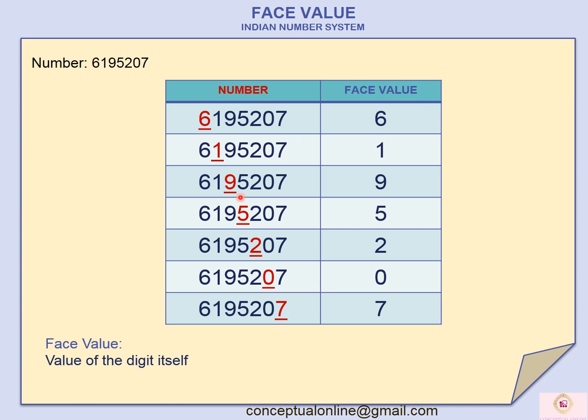Similarly, face value of 9 is 9. 5 is 5, 2 is 2, 0 is 0, 7 is 7. What we have done? We have just copied down the digits. That is all about face value.